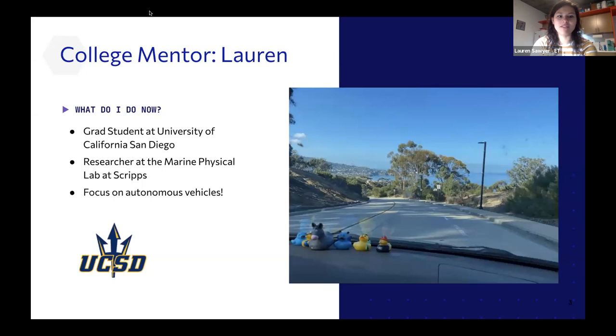I work at the Marine Physical Laboratory at Scripps Institution of Oceanography, and I focused on autonomous vehicles, vehicles that kind of have their own brain and think for themselves, in my senior year of undergrad. And so now I'm really going to work on my thesis for autonomous vehicles. I'm hoping to work on some of the autonomous submarines that we have in the lab and give my expertise and get more refined knowledge about them so I can take that into the workforce.